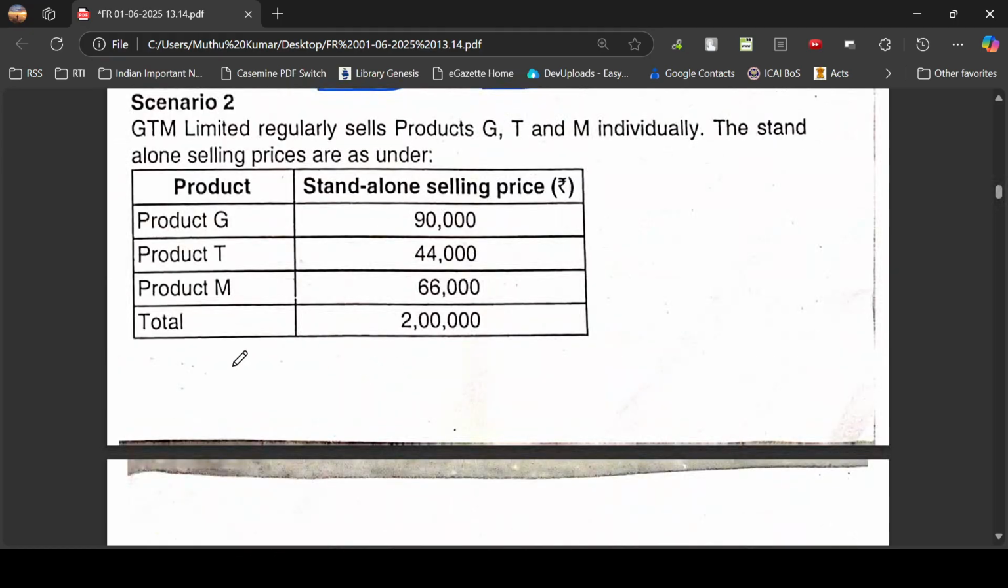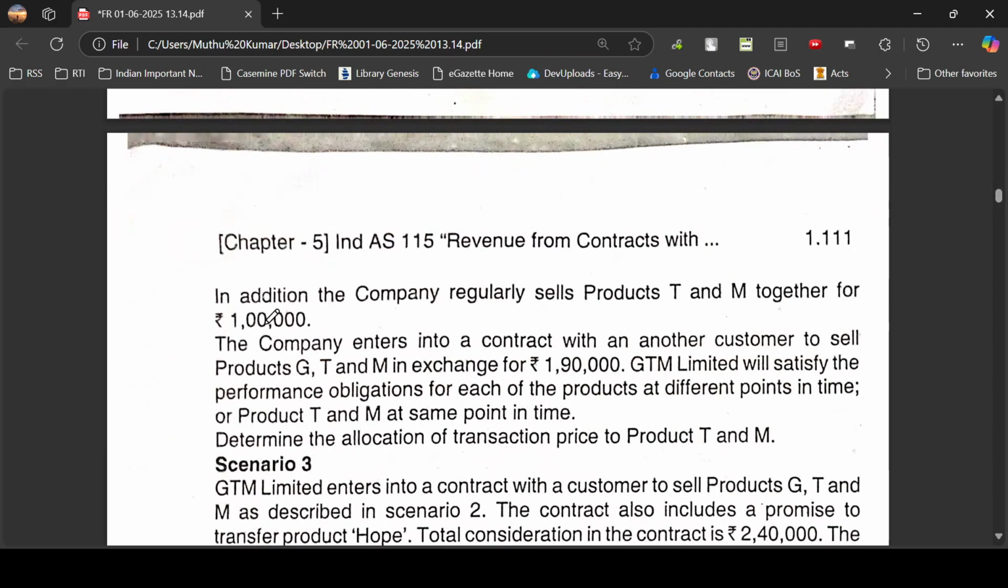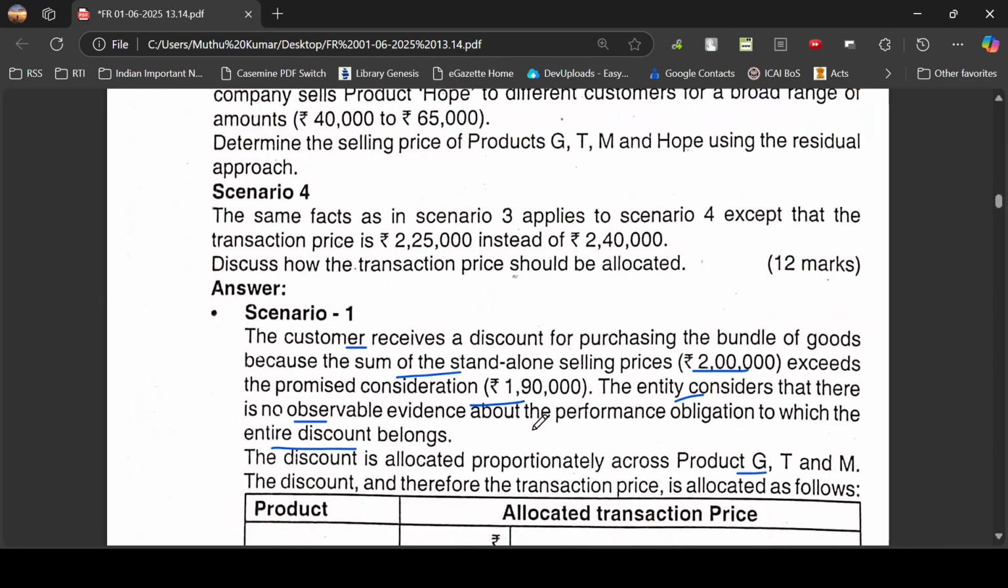Second scenario. GM Limited regularly sells products G, T and M individually. The standalone selling prices of the products are 90,000, 45,000 and 66,000, totaling 2 lakhs. In addition, the company regularly sells products T and M together for 1 lakh. The company enters into a contract with another customer to sell products G, T and M in exchange for 1 lakh 90,000. GM Limited will satisfy the performance obligation of each product at a different point in time, except product T and product M, which are at the same point in time. Determine the allocation of costs to products T and M.